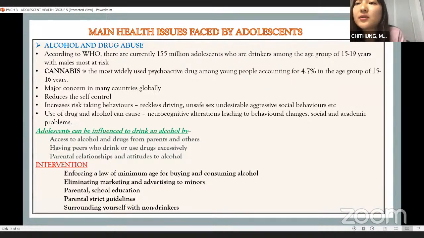Alcohol and drug abuse is one of the major concerns in many countries globally. According to WHO, there are currently 155 million adolescent drinkers among the age group of 15 to 19 years, with males most at risk.